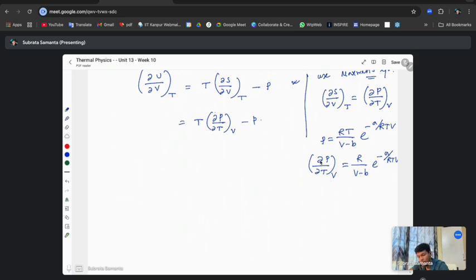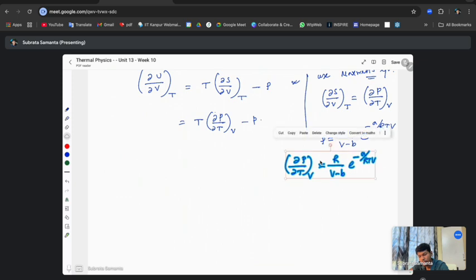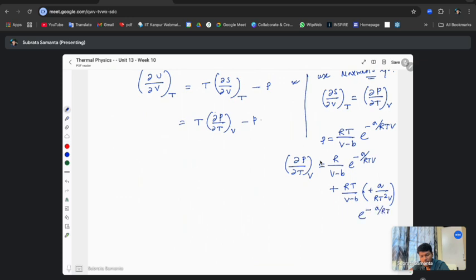Okay, let's first, right. So then plus the second term, right. So RT over V minus B minus A over RT square V times e to the power minus A over RTV, right.